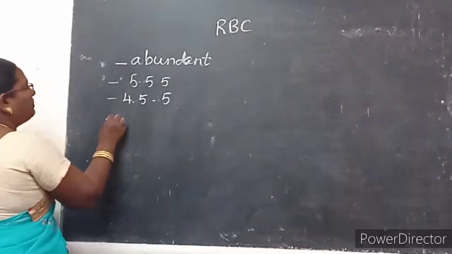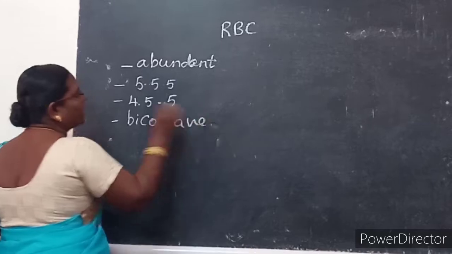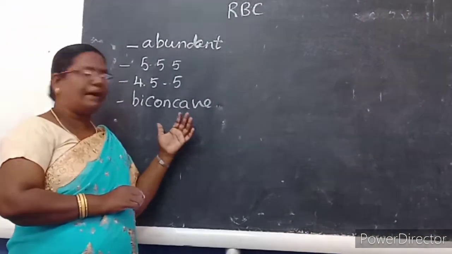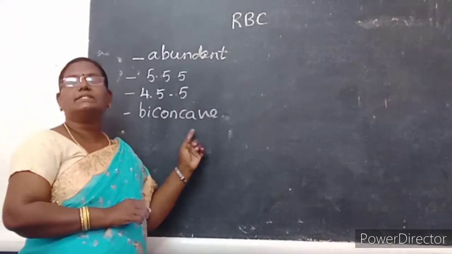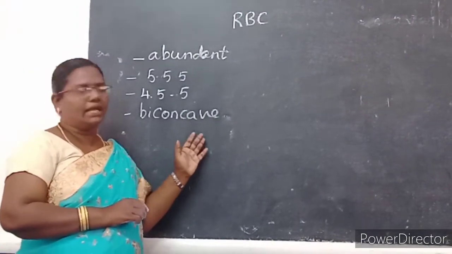And then the shape of the RBC is biconcave. As it is biconcave, it increases the surface area.